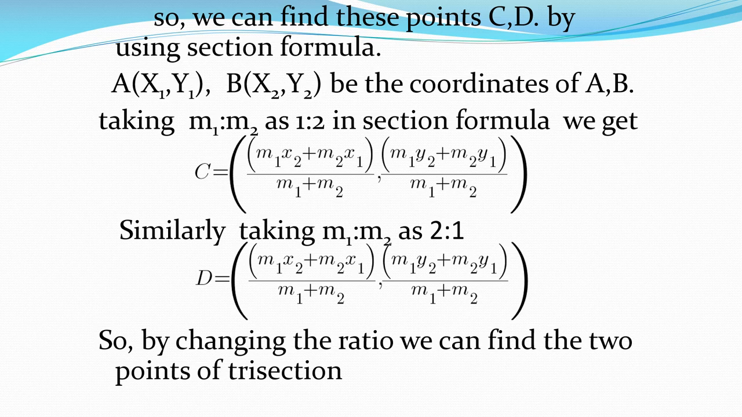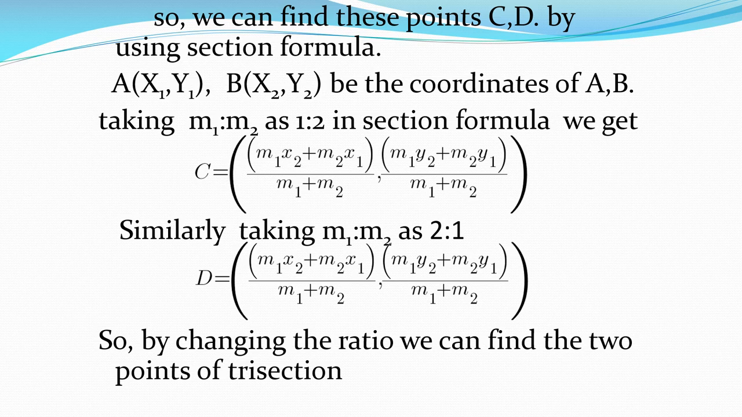So we can find these points C, D by using section formula. Suppose I take the coordinates of A as x1, y1, coordinates of B as x2, y2, and m1 is to m2 as 1:2 in section formula. We get C is equal to (m1x2 plus m2x1) by (m1 plus m2), and (m1y2 plus m2y1) by (m1 plus m2) as the y coordinate.